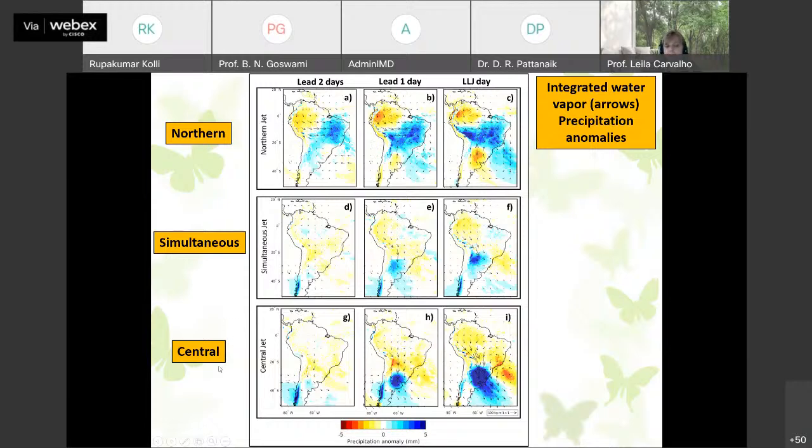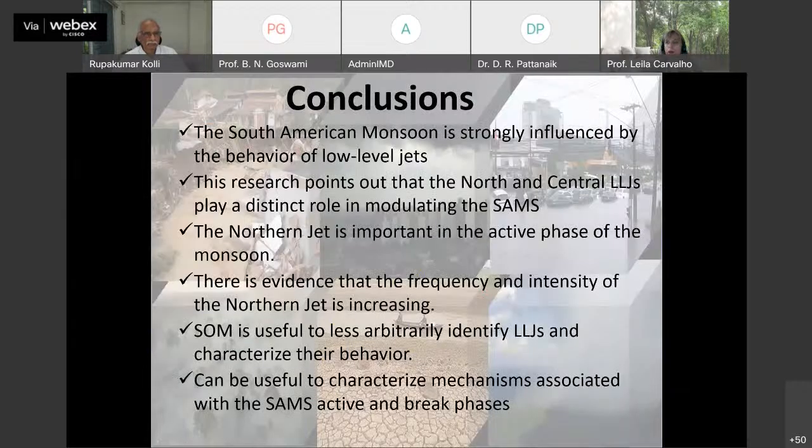Of course, when you have the central Andes jet and not the northern Andes jet, then you have a lot more of this suppression here and moisture transport to southeastern South America, causing extreme events in this region. So in conclusion, this South American monsoon is strongly influenced by the behavior of the low-level jets. This research points out that the north and central low-level jet play a distinct role in modulating the monsoon.